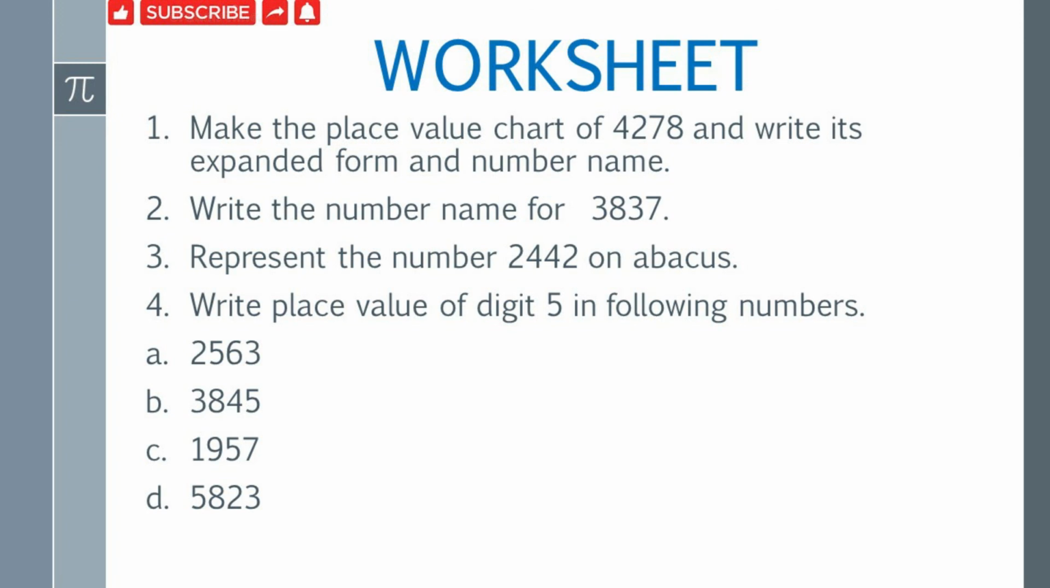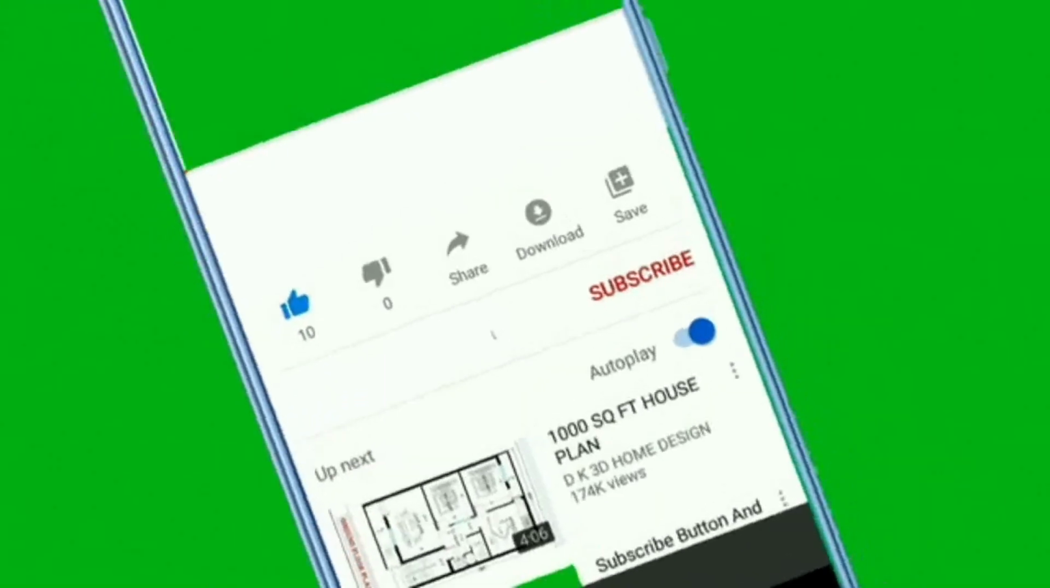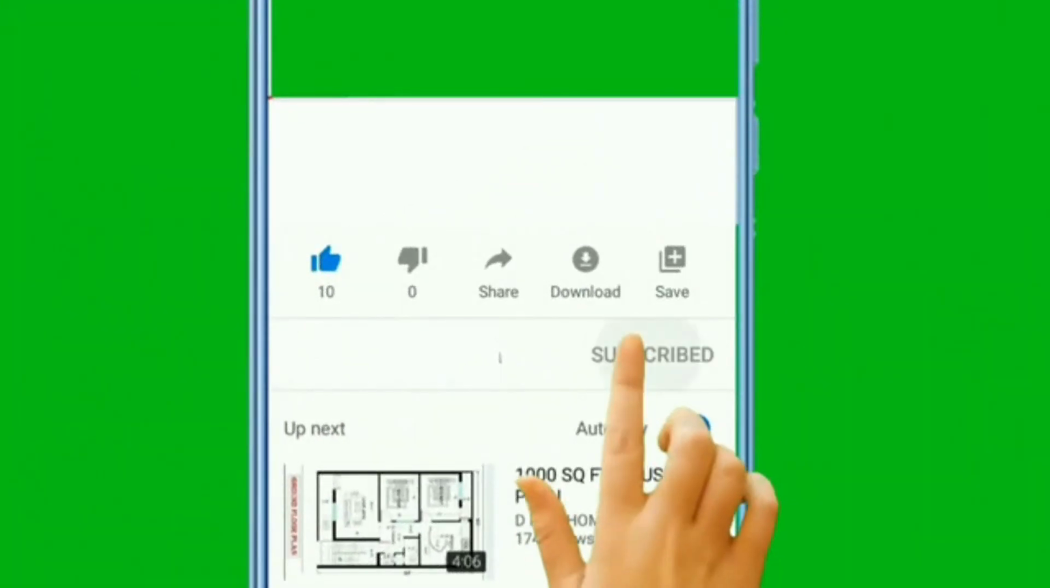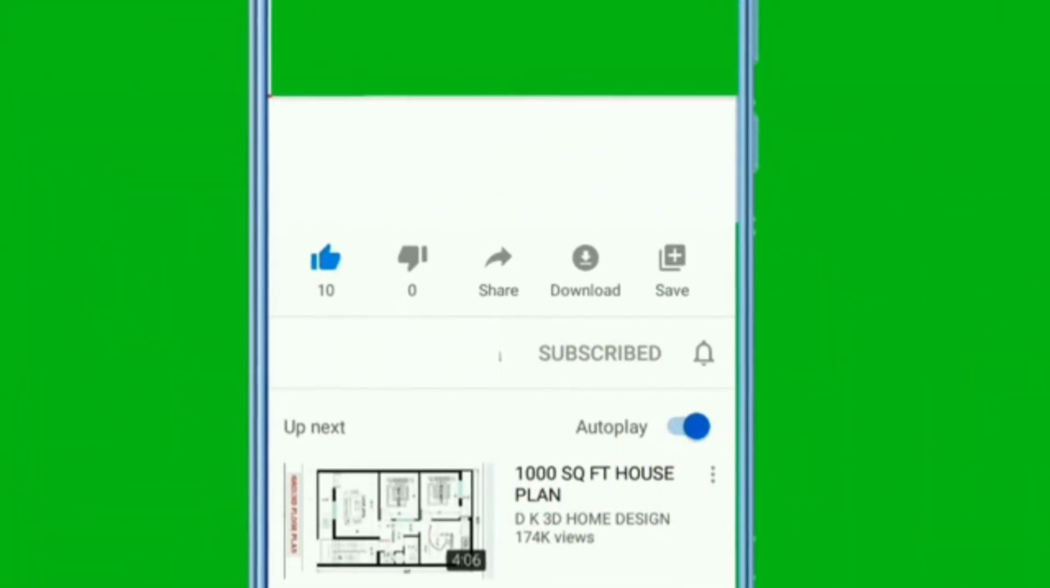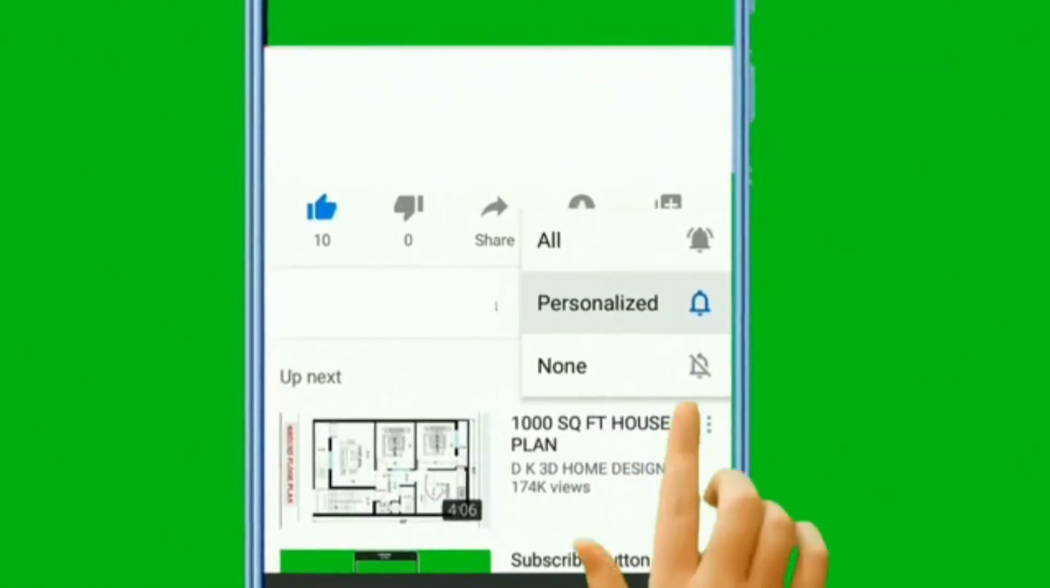Here ends today's topic, place values and number names. In the next session, I will solve the worksheet for you. Till then, children, practice the questions given in the worksheet and take care of yourself.